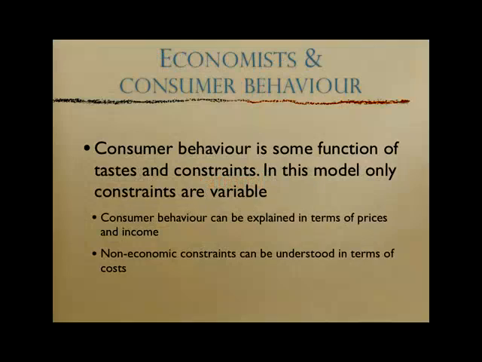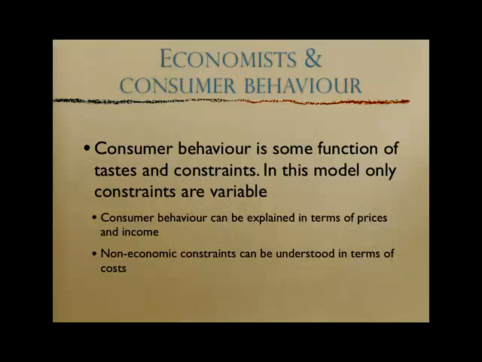As far as economists and consumer behavior are concerned, consumer behavior is considered to be some function of tastes and constraints. In this model, only constraints are variable. So what we have with the economic approach is that consumer behavior can be explained, can be understood in terms of prices and income. Non-economic constraints can be understood in terms of costs. So with the economic approach, the two key factors or variables we're looking at are prices and income.